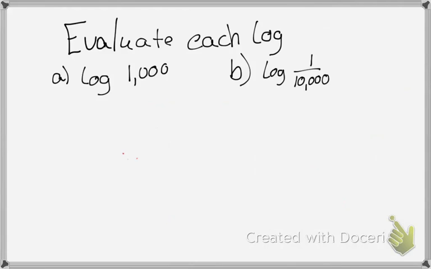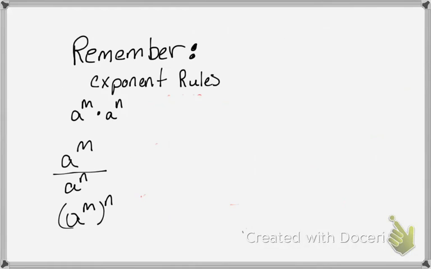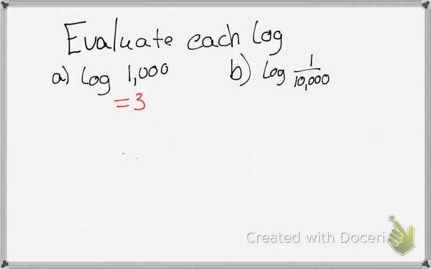Now, if we're actually trying to evaluate each logarithm, we're trying to figure out what exponent actually gave us these values. So on A, we've got log of 1,000, which would be equal to 3, because 10 to the third power is equal to 1,000. On part B, we have log of 1 over 10,000. So we're trying to figure out what exponent with 10 would give us 1 over 10,000. In this case, we would end up with -4.